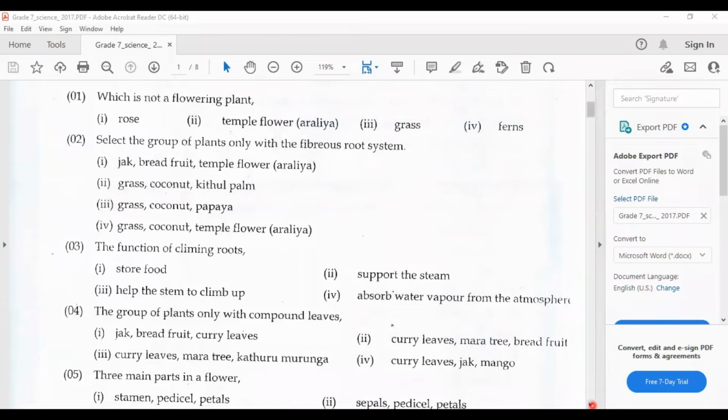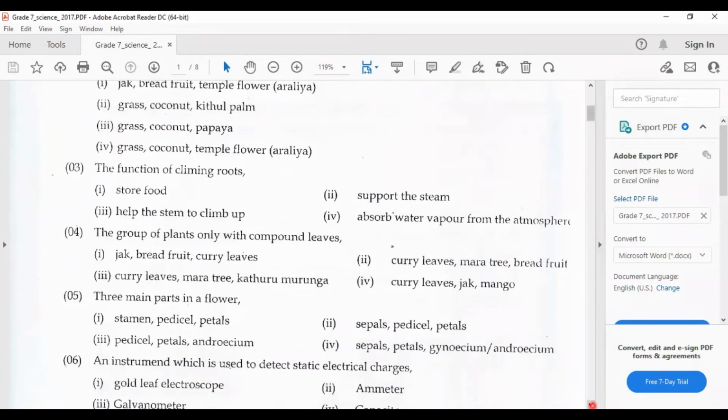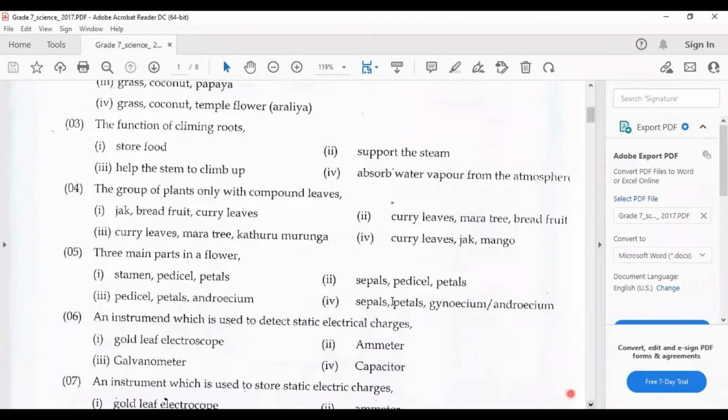Third one, the function of climbing roots. There should be a B letter, climbing roots. The function of climbing roots, answer number 3, help the stem to climb up. That is the function of climbing roots.